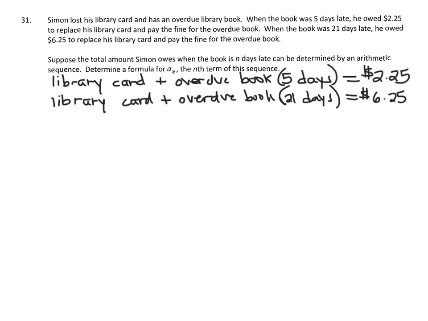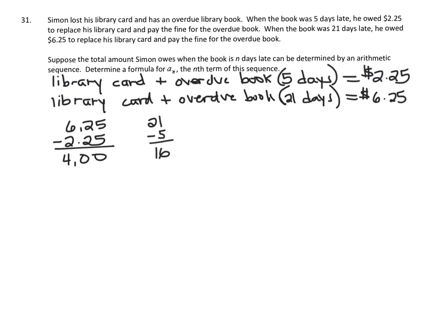So we're going to take $6.25 and we're going to subtract $2.25 from that. So that means there was a $4 difference between the 5th day and the 21st day. Now, the only difference here was he was paying for an additional, if you subtract these, 16 days of the book being overdue. Okay, so if you do 21 minus 5, 16 days have passed. And when 16 days have passed, he owed an additional $4.